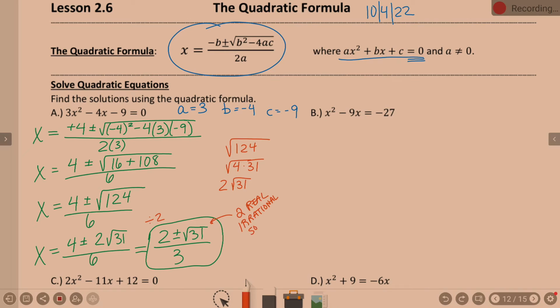Okay, so we have 2 real irrational solutions. And it's irrational because there is a square root. I guess I mentioned rational is something that can be expressed as a fraction. Irrational are numbers like pi. Big, long, messy decimals that go on forever and don't repeat. Square root of 31 is a big, long, messy decimal. That's why it's irrational.